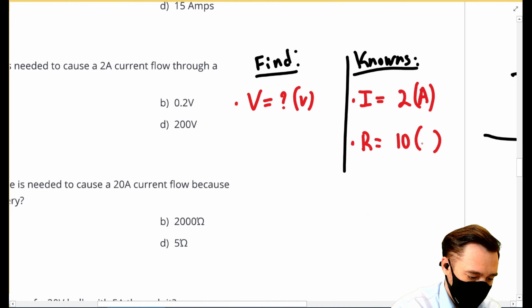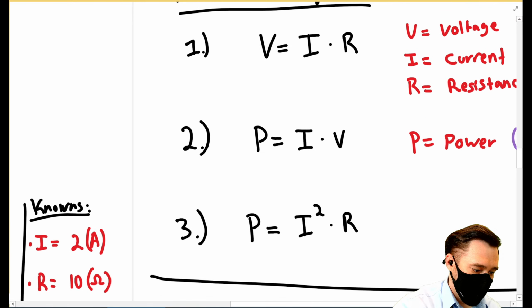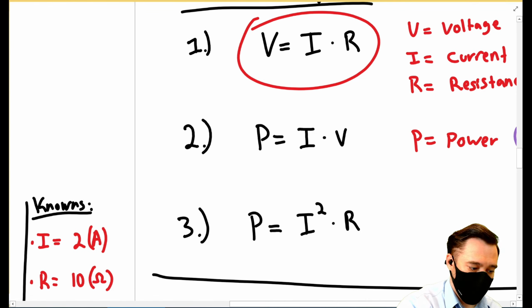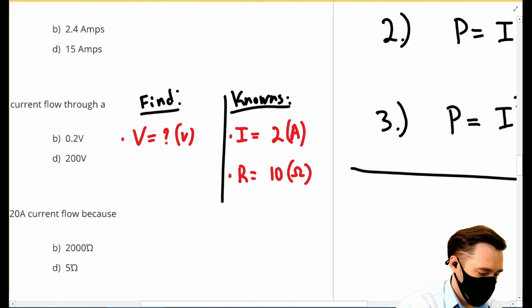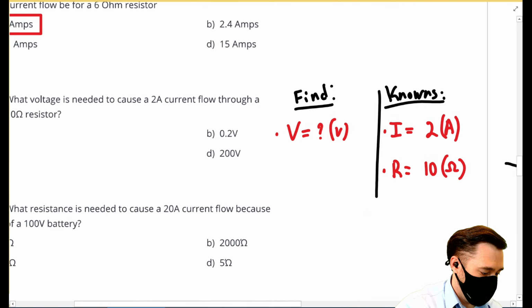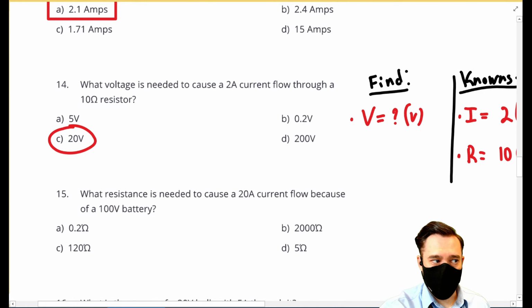Sometimes my omegas look weird. I don't like how those are looking. There we go. All right. So I need to find V, and I have I and R. So if I look at my equations, oh, look at that. V equals I times R. All right. So 2 times 10, and I get 20. Easy peasy.